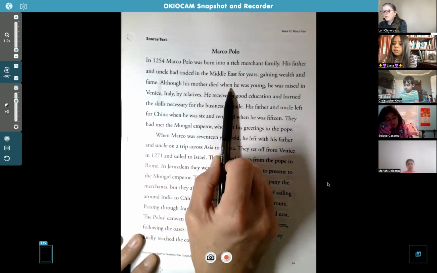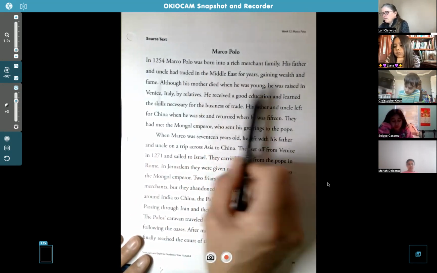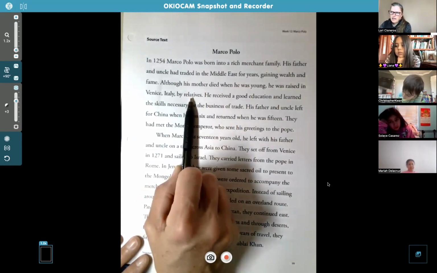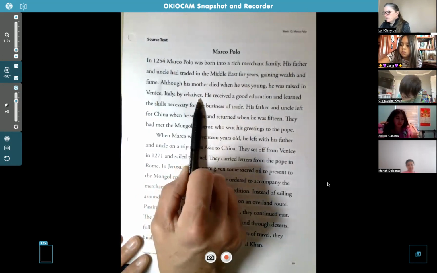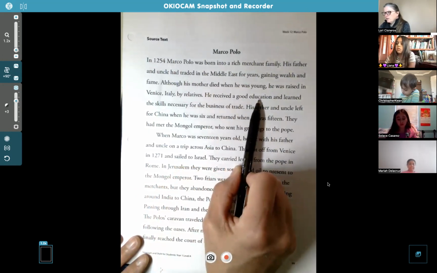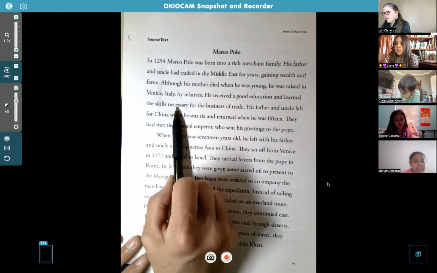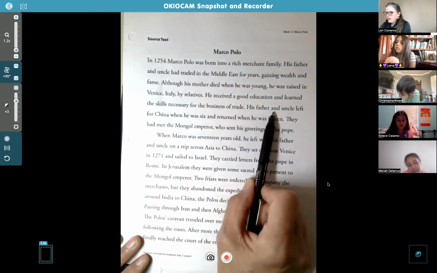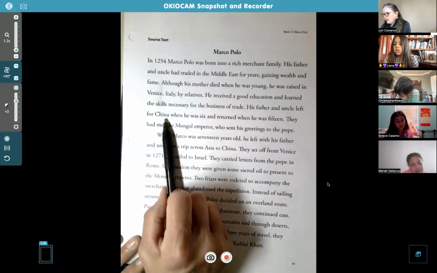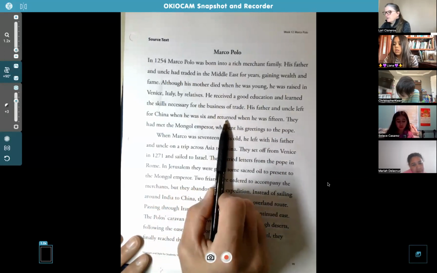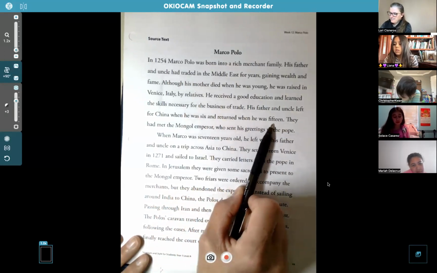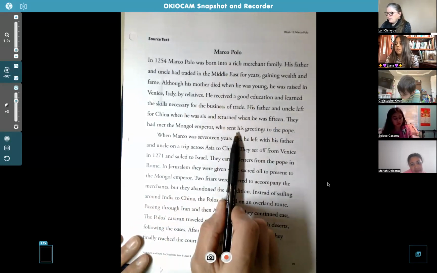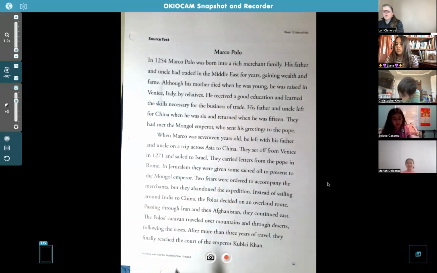Although his mother died when he was young, he was raised in Venice, Italy, by relatives. Relatives means part of your family, like aunts and uncles and grandmas and grandpas. He received a good education and learned the skills necessary for the business of trade. His father and uncle left for China when he was 6 and returned when he was 15. They had met the Mongol emperor who sent his greetings to the Pope.